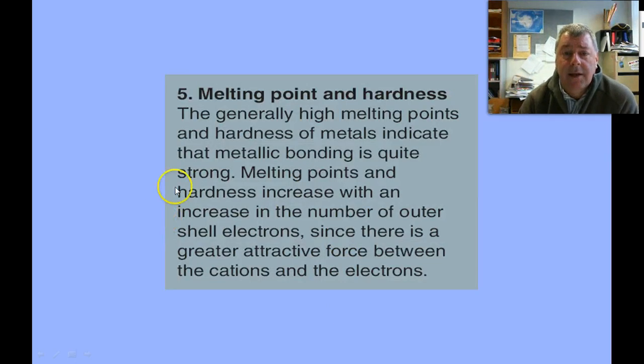Melting point and hardness, well, that just tells you that the metallic bond is quite strong. And the melting points and hardness increase with the increase in the number of outer shell electrons. So if the metal starts off with a lot of outer shell electrons, it will shed those, and you'll have a lot more delocalized electrons. Because that's sort of like the putty or the cement that holds it all together, the more delocalized electrons you have, the more energy is required to break the metallic bond. So there's a relationship between the number of valence electrons and the melting points and hardness of the metals.